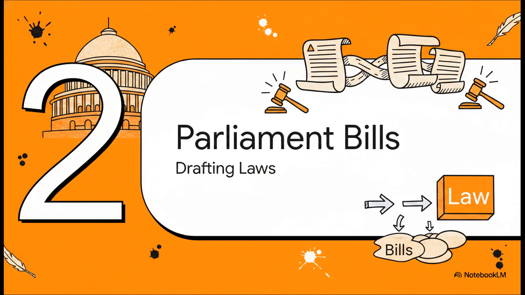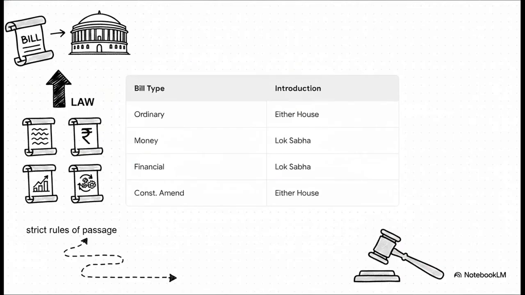Moving on to Section 2, drafting laws, specifically Parliament bills. So a bill is simply the draft of a law, right? It's a proposal. Every single law starts out this way, and they basically fall into four distinct buckets: ordinary bills, money bills, financial bills, and constitutional amendment bills. And as you'll see, each type is governed by its own very strict rules of passage.